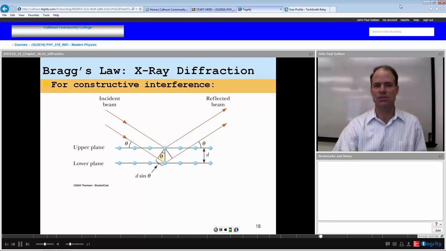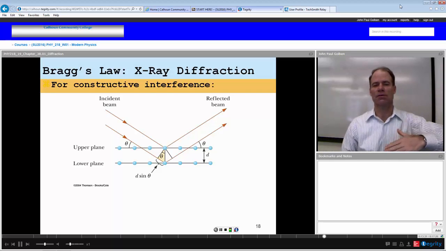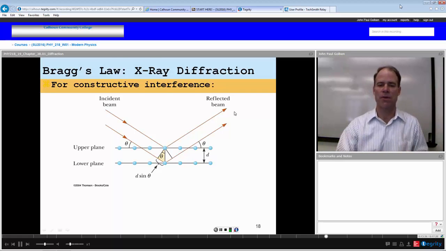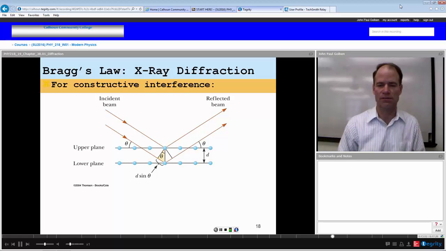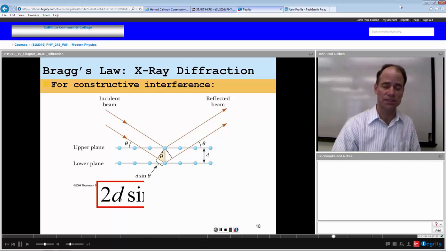This leads to Bragg's law for X-ray diffraction. If you had one reflection going off one plane of atoms, and then you have another ray coming in reflecting off another plane, there's going to be a path difference between the two when they interfere. That path difference is going to be d sine theta here, where d is the spacing between the planes, and then we're going to have another d sine theta here. So the total path difference between these two rays interfering is going to be 2d sine theta.